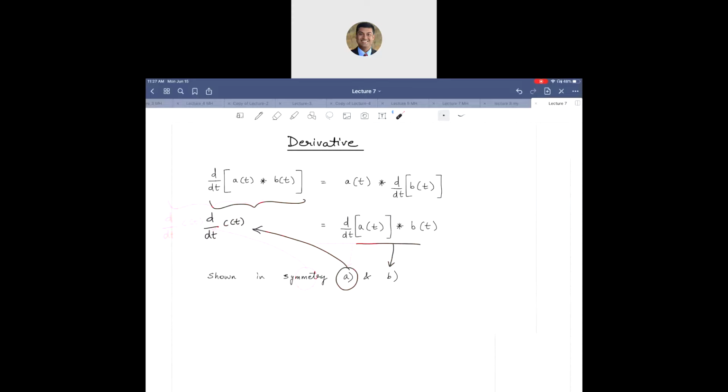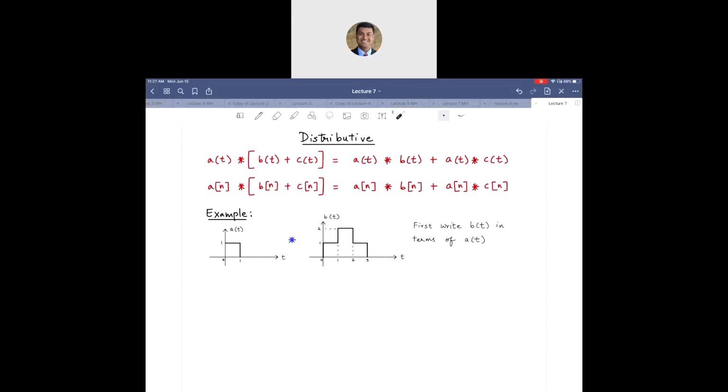All right, let's go to the distributive property. Now, the distributive property is one of my favorites because you can really take advantage of this property for a lot of convolutions. So let's take a look at the property, then we'll take a look at an example.